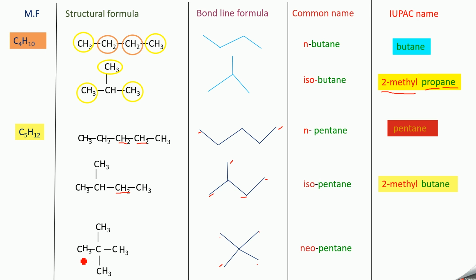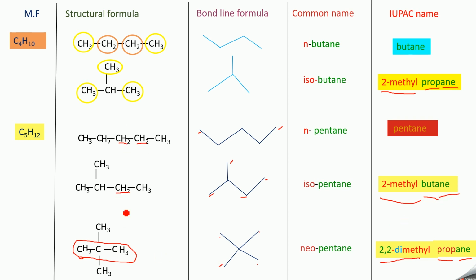IUPAC name: this is the straight chain we have, and two branches in the second carbon atom, two methyl groups. So we can write it as 2,2-dimethyl. First you write this one, and then the main chain contains 3 carbon atoms, so propane. So 2,2-dimethyl propane is the IUPAC name of this compound. So here this 2,2-dimethyl is the prefix, prop is the root word, ane is the suffix. Similarly here, 2-methyl is the prefix, but is the root word, and ane is the suffix.